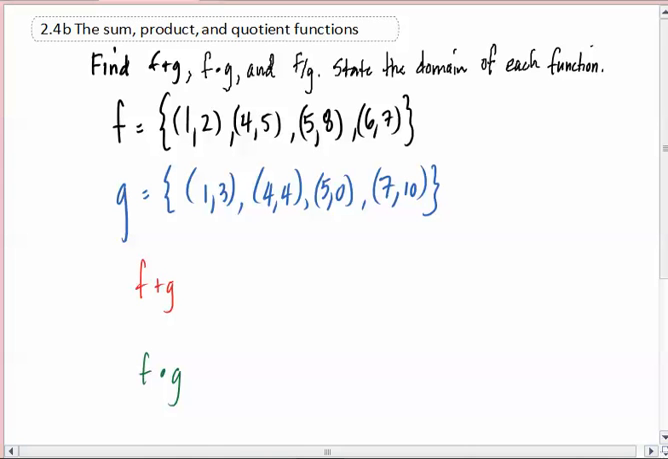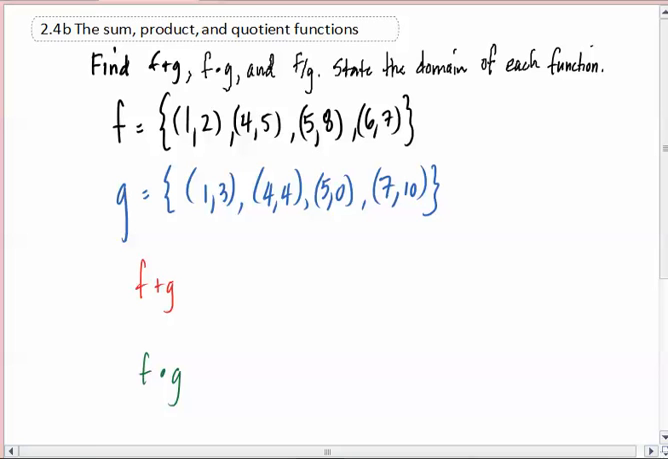Alright, welcome to your 2.4b video, the sum, product, and quotient functions. We're going to take a couple of discrete functions, f and g, and we're going to find the sum, product, and quotient of those functions, and we're going to state the domain of the new function.